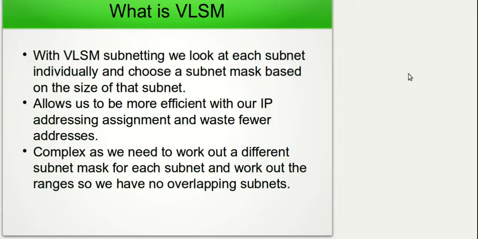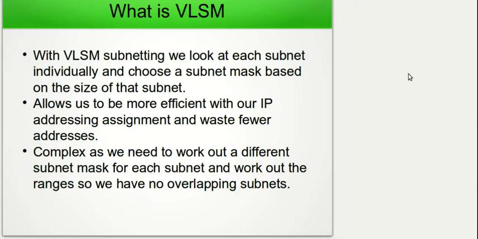With VLSM subnetting, we look at each subnet individually and choose a subnet mask based on the size of that subnet. So the subnet mask chosen isn't a one-size-fits-all method. We look at each subnet and choose the subnet mask based on the requirements of that subnet. This allows us to be more efficient with the IP address assignment because we're wasting fewer IP addresses. As an example, with the WAN links and the /23 mask, we could use a /30 mask on the WAN links. However, the problem with variable length subnet masking is that it's very complex.